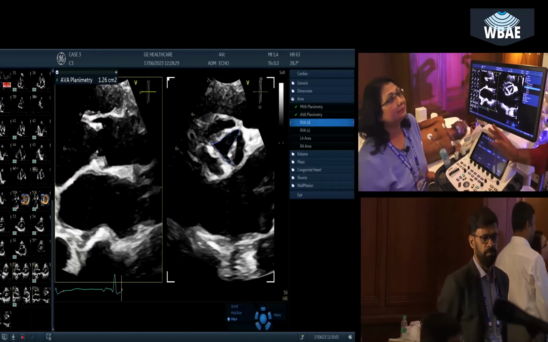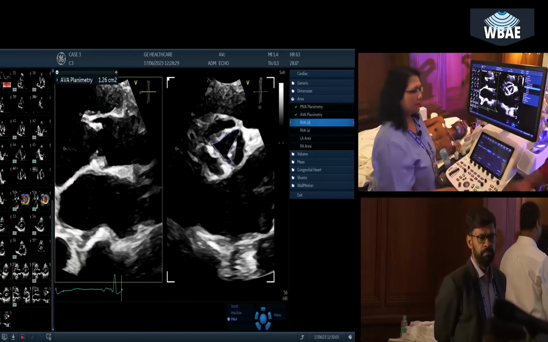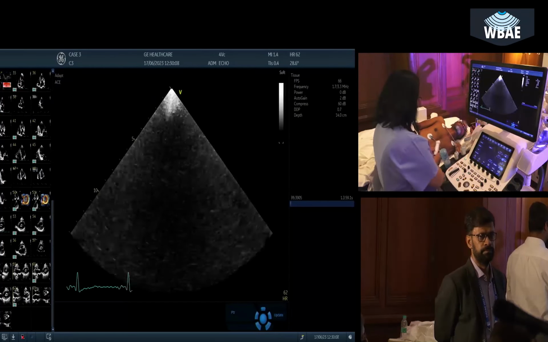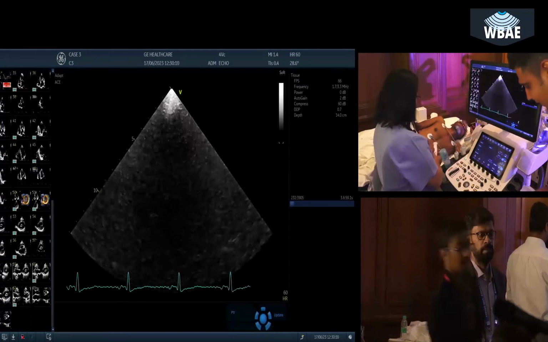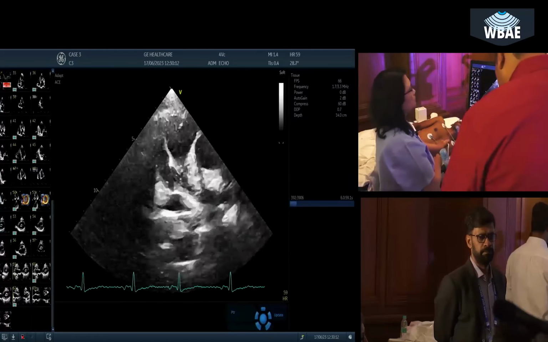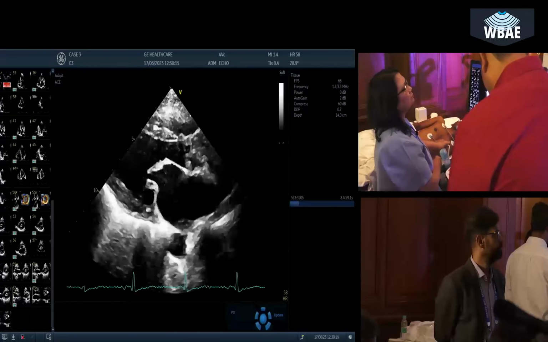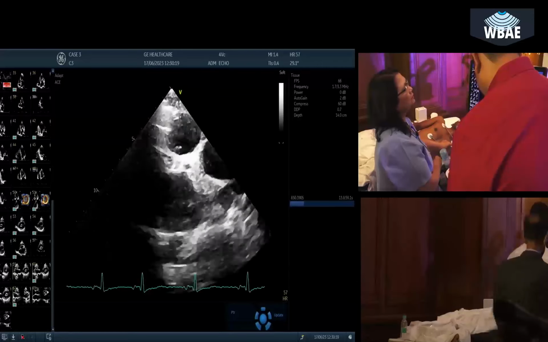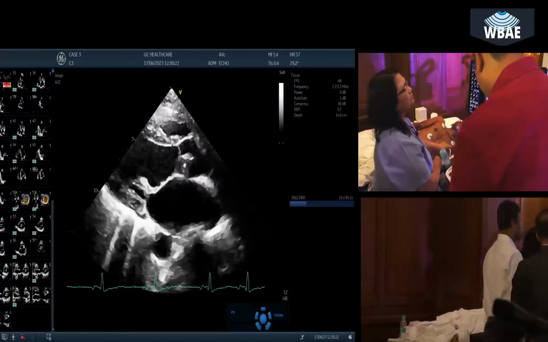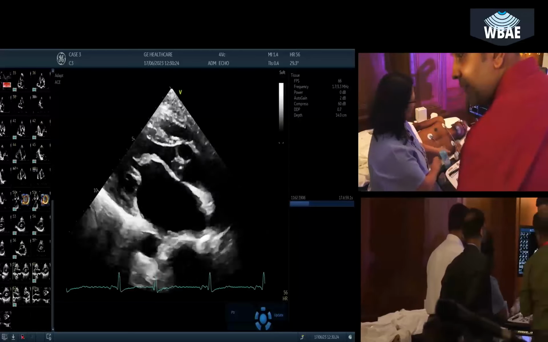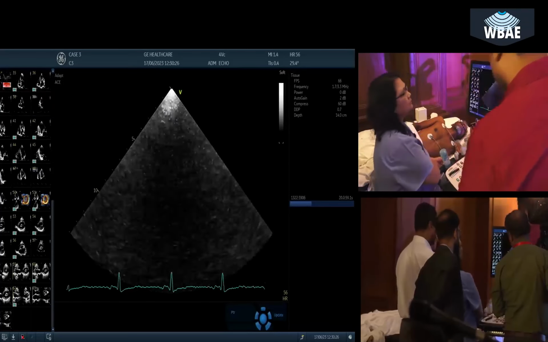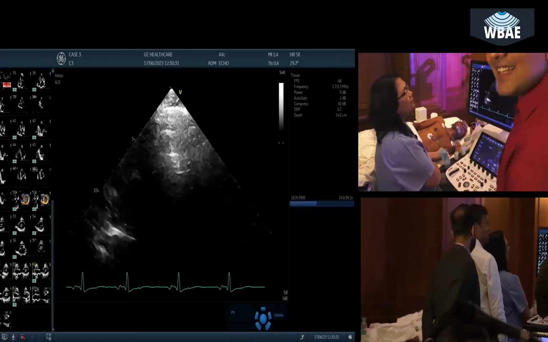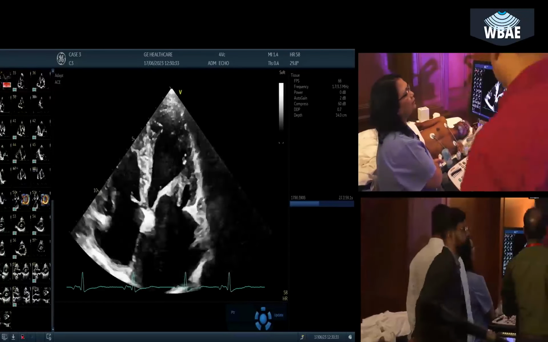This is a matrix probe. With the matrix probe you can get biplane, you can get triplane, you can get 3D or 4D. If you have a phased array probe, which is a two-dimensional phased array probe, then you have to do it separately. But this is a matrix probe. So what you do is you put a cursor. The two views, even three views can come. The three views will be 60 degrees apart, and the two views will be 90 degrees apart.